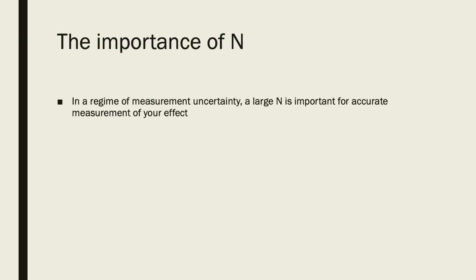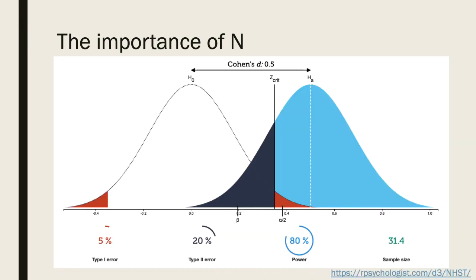All right, so if you're working in a regime of measurement uncertainty, it's important to have a large N in order for you to accurately measure whatever effect you're interested in. When I say large N, people usually think of individuals, so participants or rats or whatever. But it could also mean a large number of trials, countries, scanners, or labs or sites. The reason we want a large N is because we work, as I said, in this p is less than 0.05 world, and so we want to be able to detect our effect with reasonable fidelity.